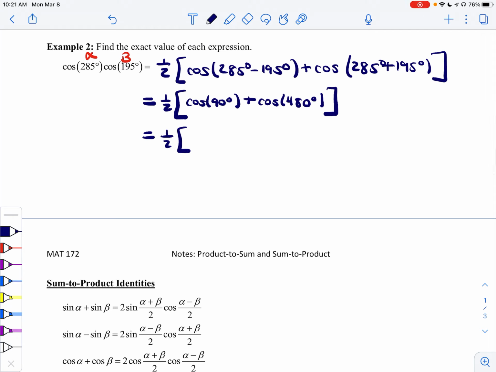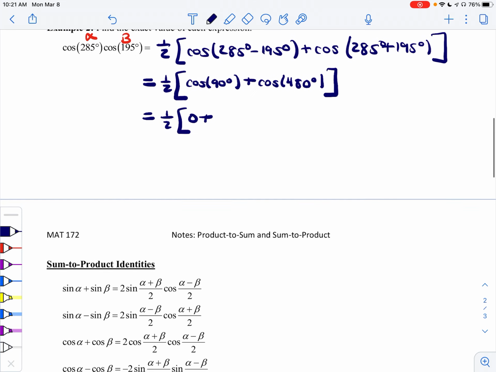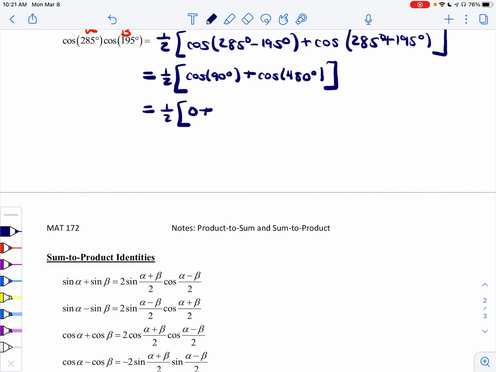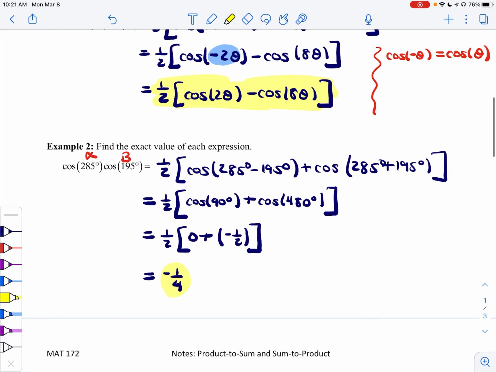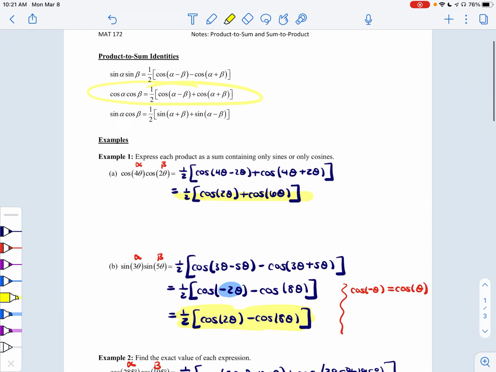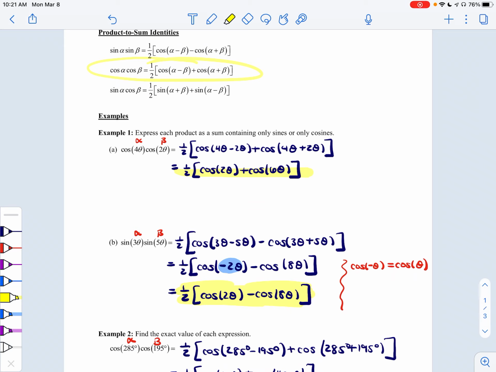So cosine of 90 degrees up at the top of our circle is 0. Now 480 degrees is of course more than a complete rotation around our circle. So just think, if you subtract 360 from it, 480 is coterminal with 120. So cosine of 120 degrees is negative 1/2. Then just simplifying this, 1/2 times negative 1/2 would give us negative 1/4 as our final answer. So that's pretty much all there is to these product to sum identities.